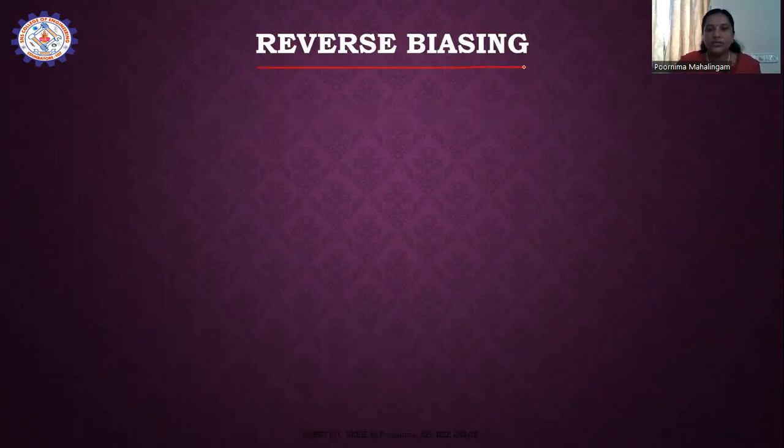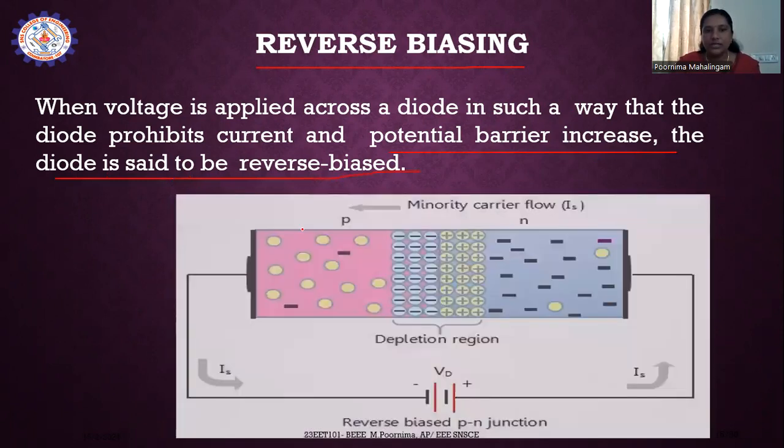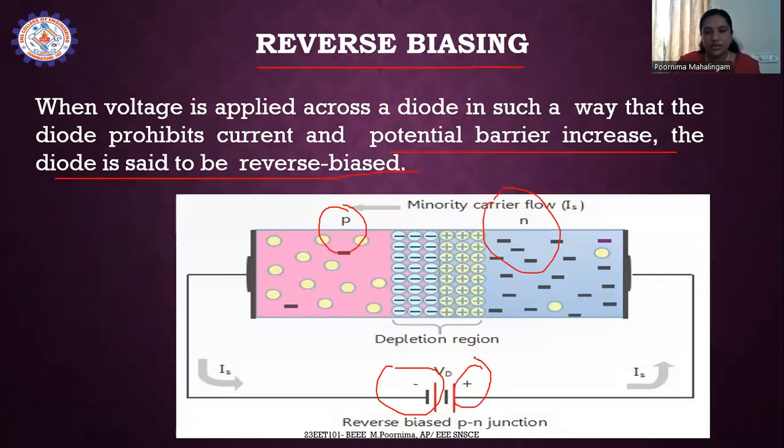Next, we are going to discuss reverse bias. In reverse biasing, when the applied voltage across the diode increases the potential barrier, the diode is said to be reverse biased. Here the negative terminal is connected with the P type and the positive terminal is connected with the N type.